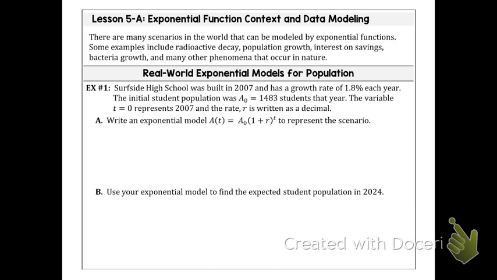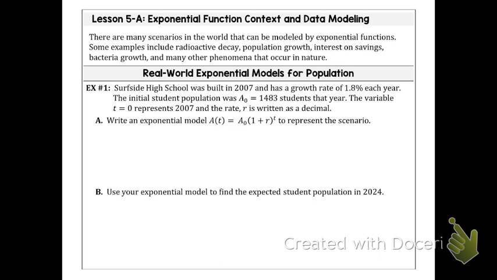All right, so in 5A, the exponential function context and data modeling, it says there are many scenarios in the world that can be modeled by exponential functions. Some examples include radioactive decay, population growth, interest on savings, bacteria growth, and many other phenomena that occur in nature. So here are some real-world exponential models for population.